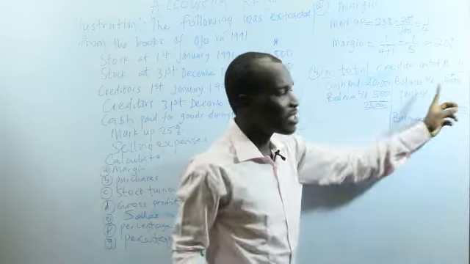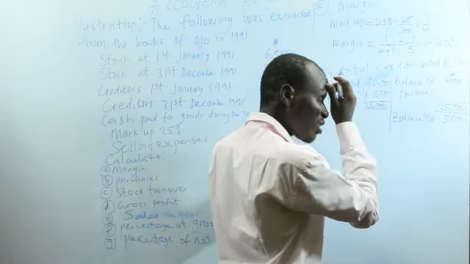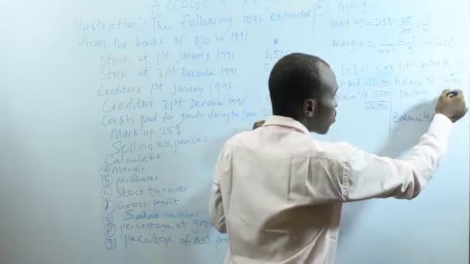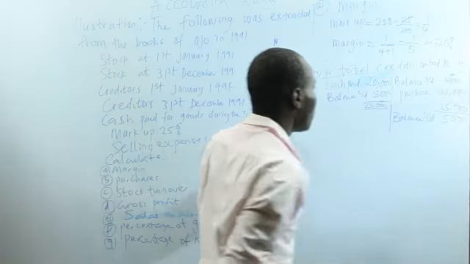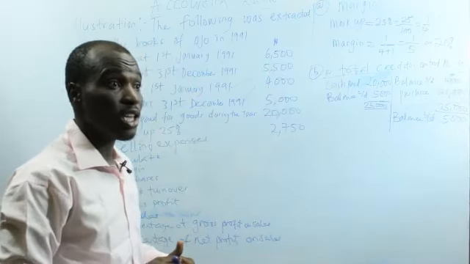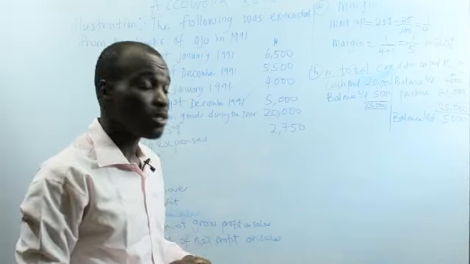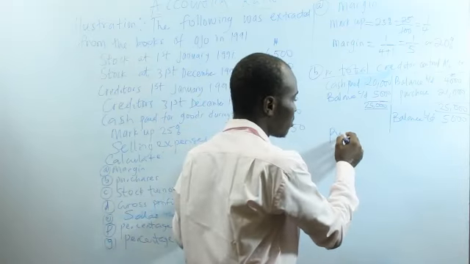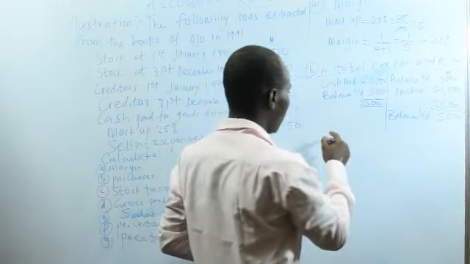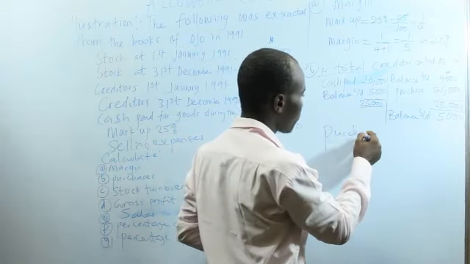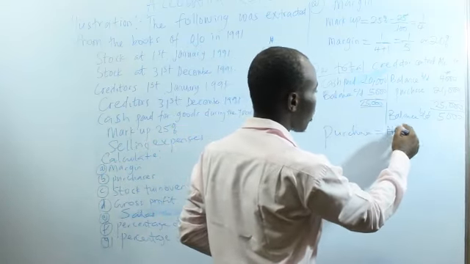So what will be in this place? Subtract 4,000 from 25,000, that will give us 21,000, which serves as the purchase during the period. So the purchase is equal to 21,000 naira.